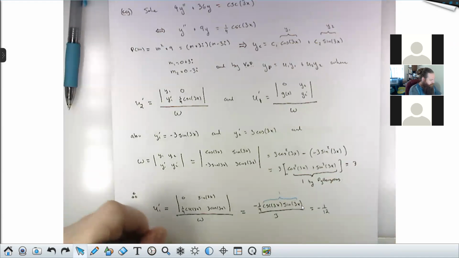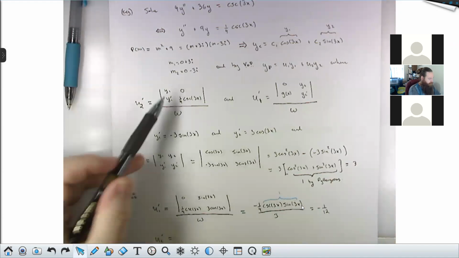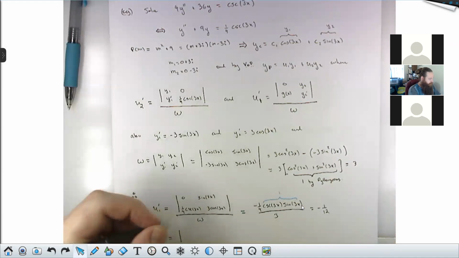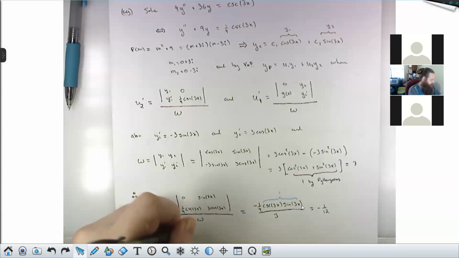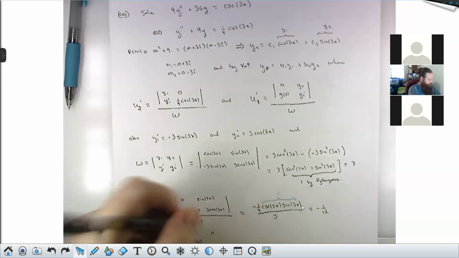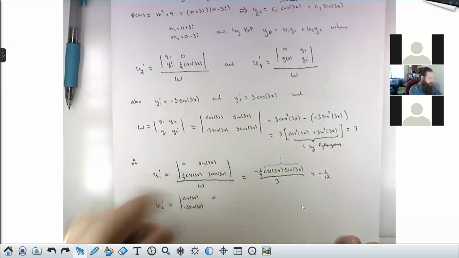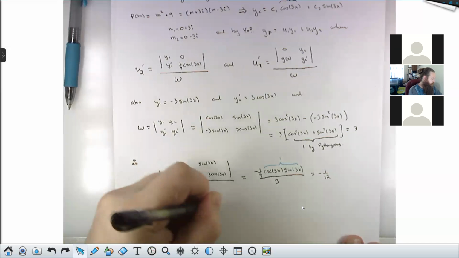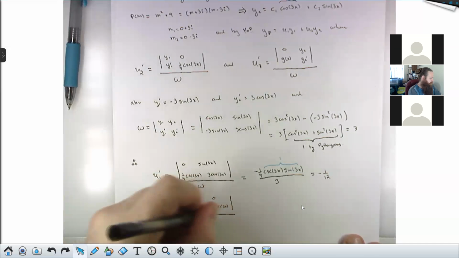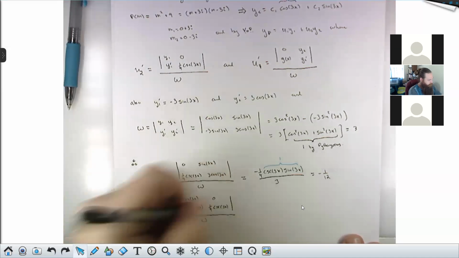U2 primed, this guy, his first column is y1 prime, which is cos 3x, -3 sine 3x. And his second column is 0 and g of x. So 0 and 1/4 cosecant 3x. All of this gets divided by W.